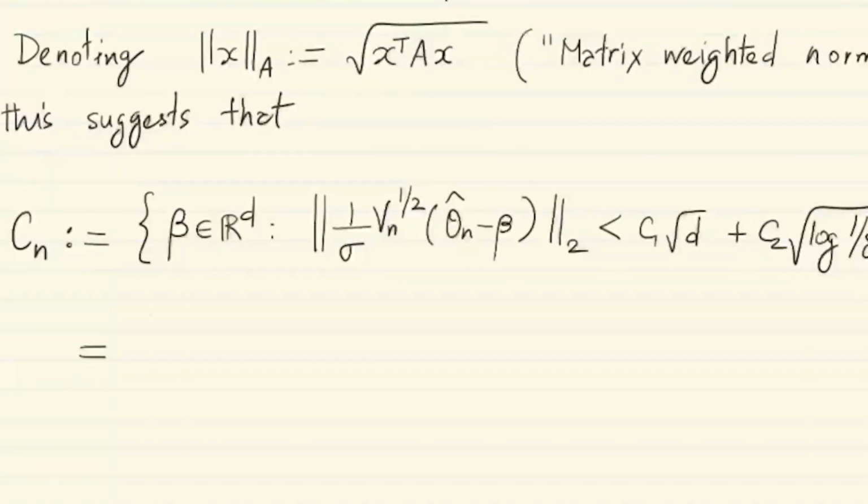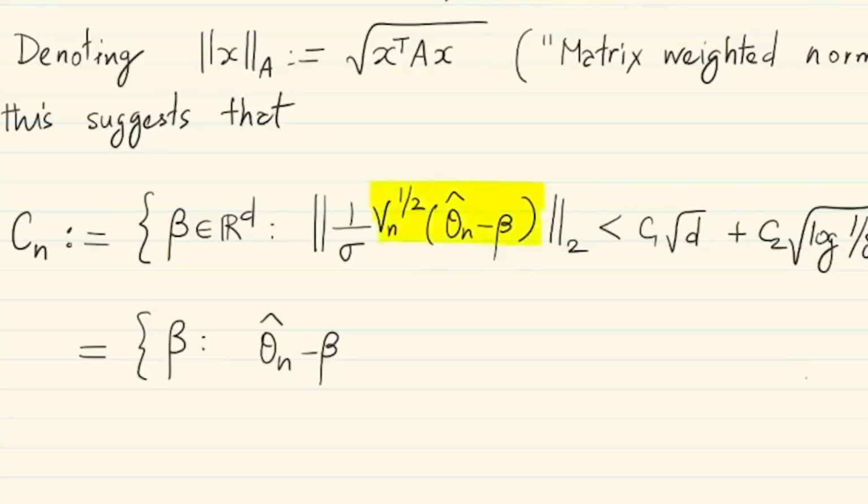So notice that this can equivalently be written by rescaling as the set of all betas such that theta hat n minus beta. So the L2 norm of Vn raised to half, theta hat n minus beta, is equivalent to the Vn matrix weighted norm of theta hat n minus beta by definition, being less than C1, so you can multiply throughout by sigma.